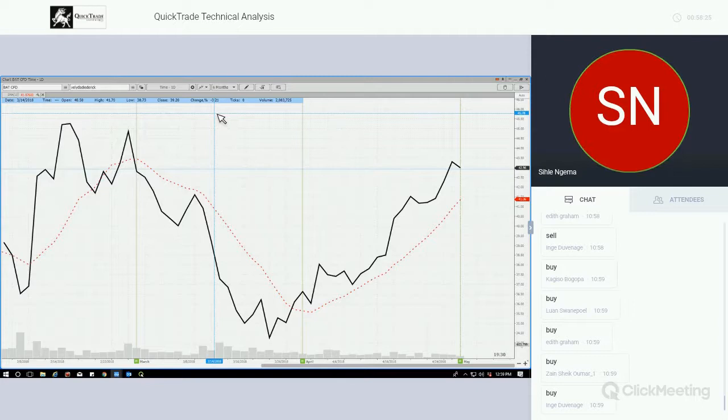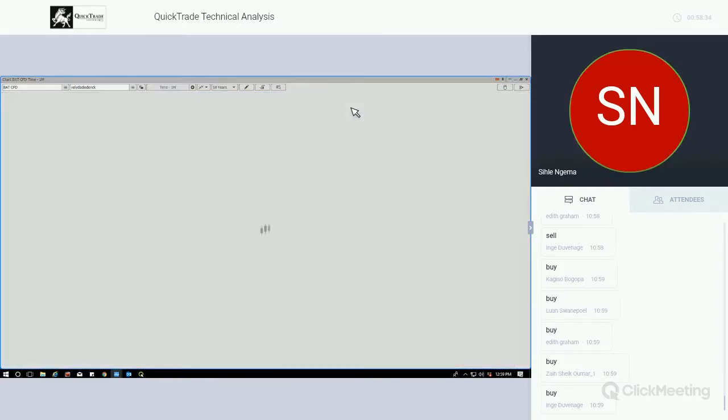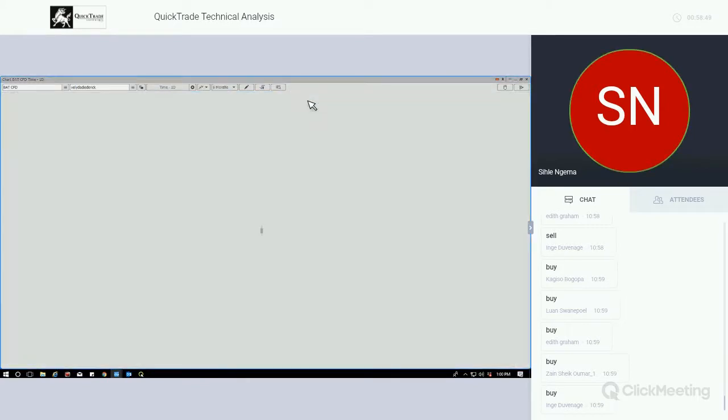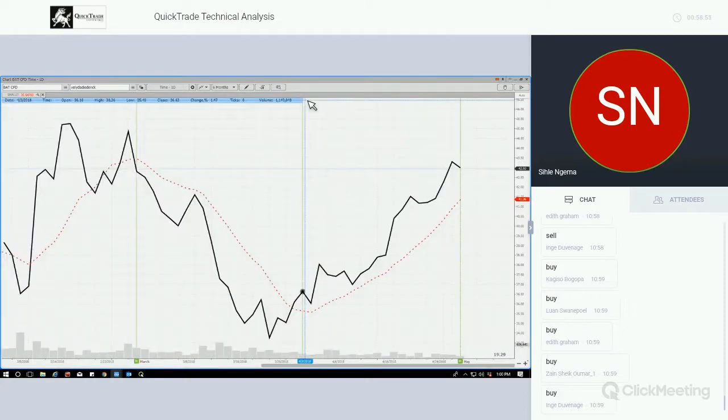Yeah, guys, I think I got you here. We said there has to be an agreement between the monthly and the daily. The monthly is saying sell, and the daily time frame is saying buy. So what do you do here? There is no agreement between the two. They are not the same.